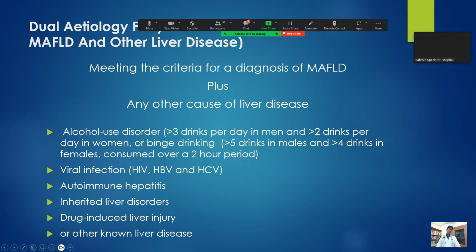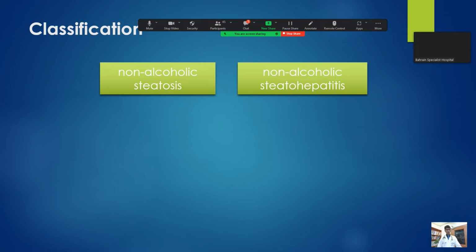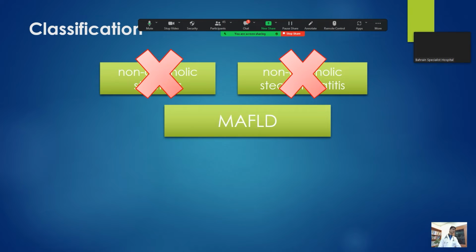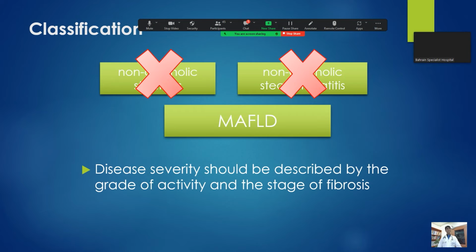So the patient who is meeting the criteria for MAFLD and any other cause of liver disease, which includes alcohol use, viral infections, autoimmune hepatitis, inherited disorders, drug-induced liver injuries, or others like Wilson's and others. So the term non-alcoholic steatosis or non-alcoholic steatohepatitis, NASH or NAFLD, is being almost replaced by the new term called MAFLD. Now the disease severity in this MAFLD should be graded according to stage as we used to do in NAFLD.